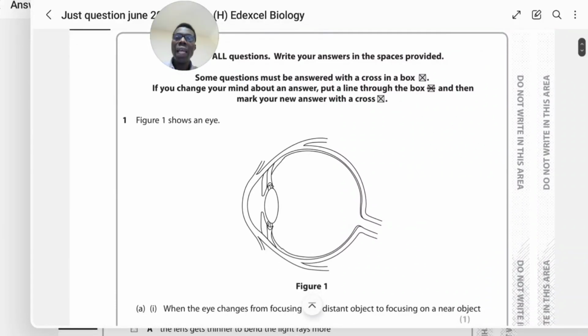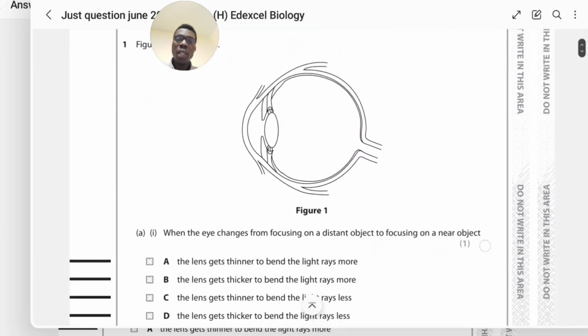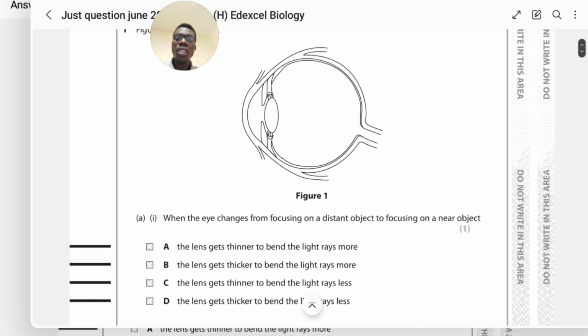Says figure 1 shows the eyes. So let's look at this. Is when the eye changes from, let me use a pointer here so you can see what I'm saying. This is when the eye changes from focusing on a distant object to focusing on what is near. What does that mean? When you're looking at what is far away and now you're looking at something that is close by, what do you expect the eyes to look like, or what do you expect the lens?